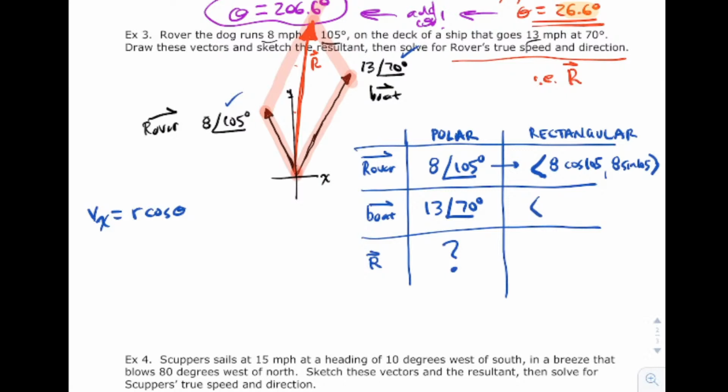Beautiful. Now the boat, same thing. Take its r times the cosine of its theta. Take its r times the sine of its... That's not a sine. I want a sine. 13 sine of 70. Okay. Now I'm going to punch buttons because here's the big thing.